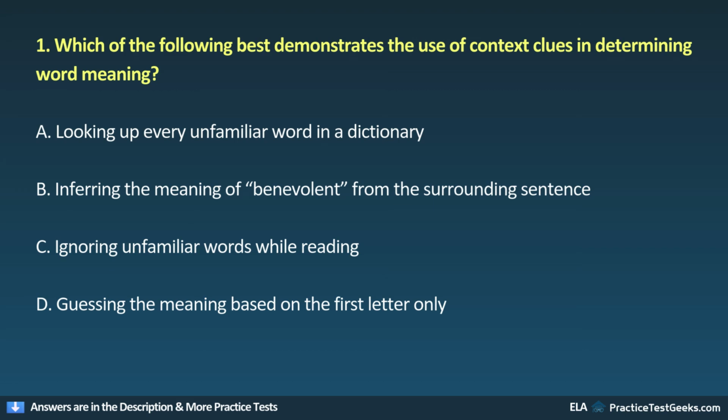1. Which of the following best demonstrates the use of context clues in determining word meaning? A. Looking up every unfamiliar word in a dictionary. B. Inferring the meaning of benevolent from the surrounding sentence. C. Ignoring unfamiliar words while reading. D. Guessing the meaning based on the first letter only.